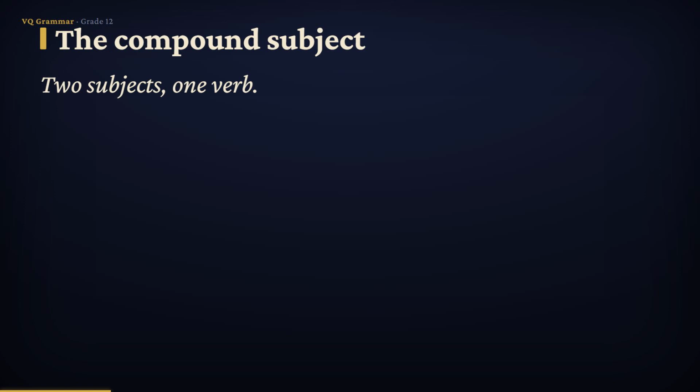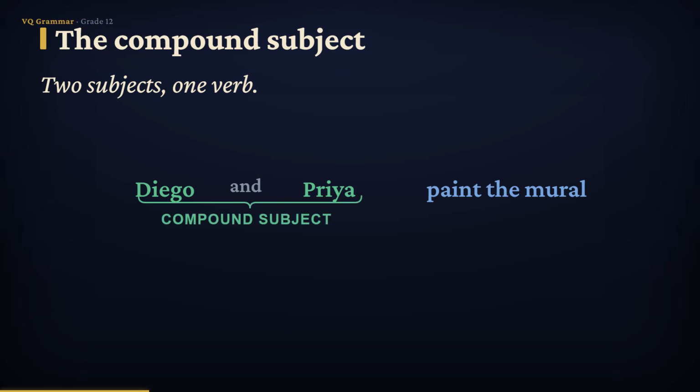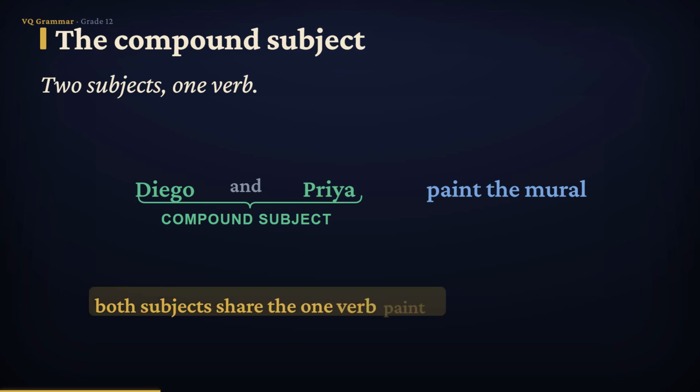Start with the compound subject. Look at this. Diego and Priya paint the mural. Who paints? Not one person, but two, Diego and Priya. And notice we don't say the verb twice. We don't say Diego paints and Priya paints. The two subjects, joined by and, lean on a single shared verb, paint. That bracket underneath shows the two subjects pulling together on the same action. That's the whole move. Two or more subjects, one verb they hold in common.